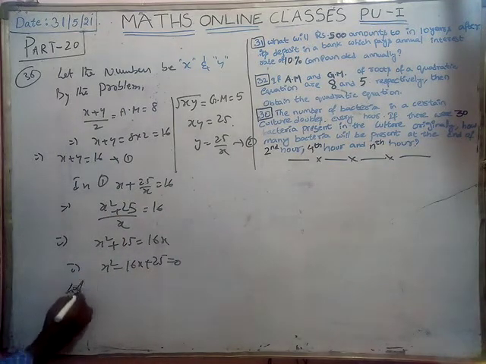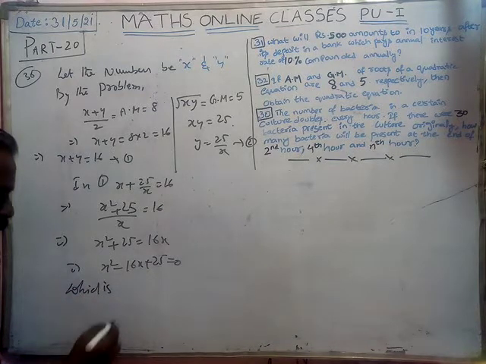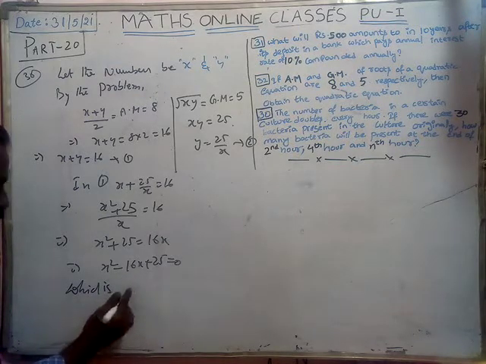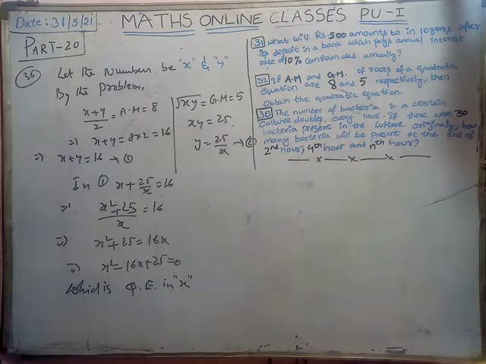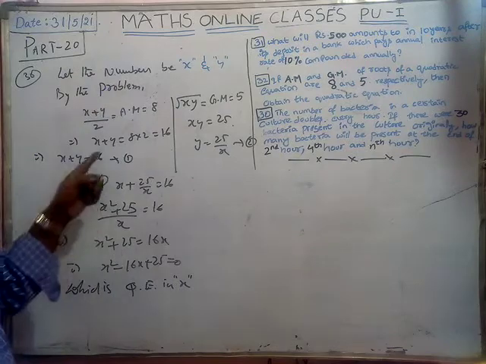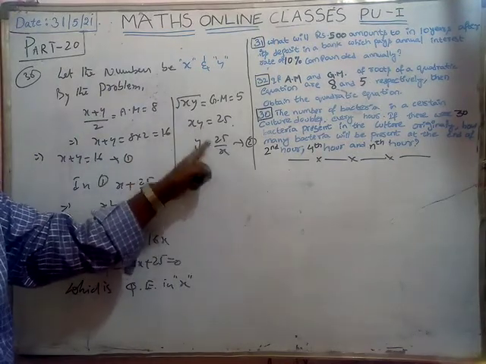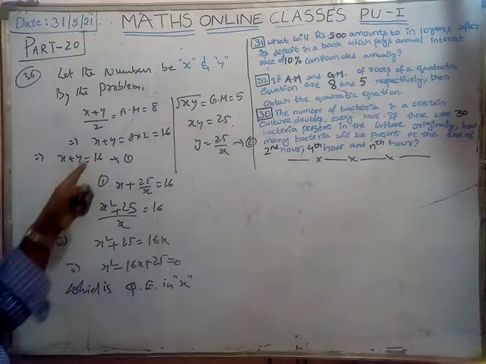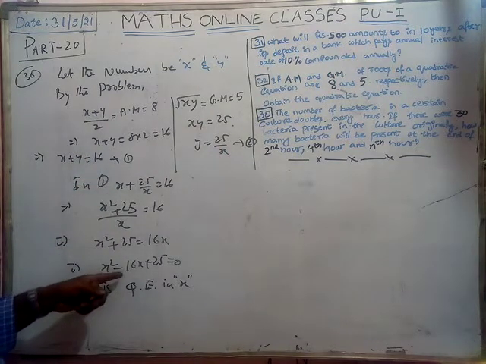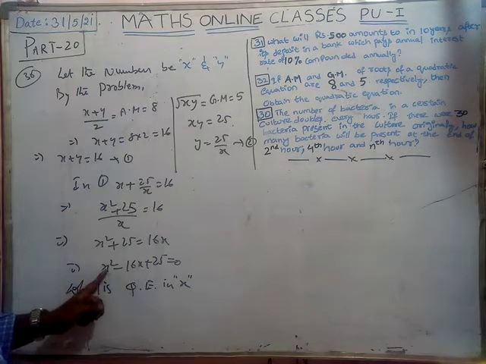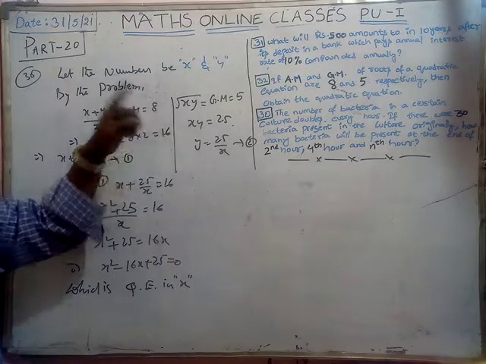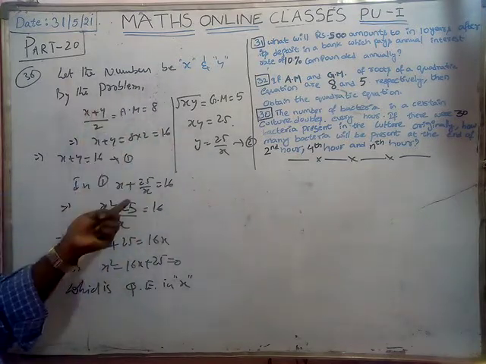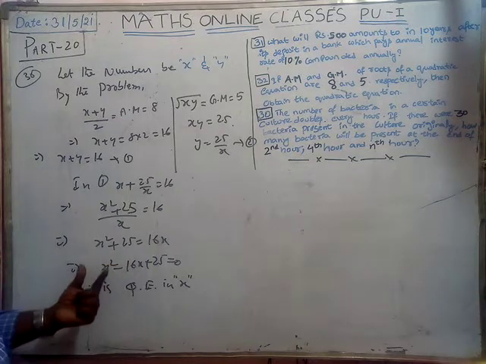Which is the quadratic equation in x, or otherwise in y also. If you take y is equal to 25 by x, so x is equal to 25 by y, and you substitute here, we get the same quadratic equation, but in y instead of x. So it is enough. Whether you change x in terms of y or y in terms of x, whatever it may be, the answer is the same.